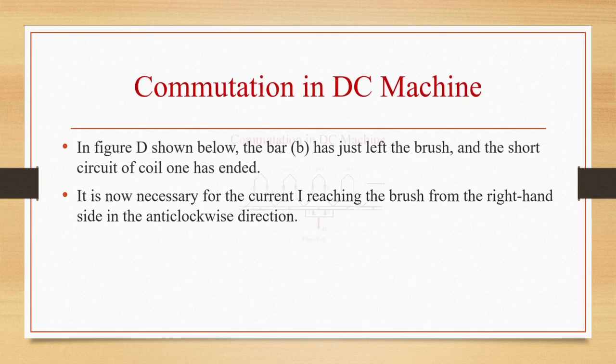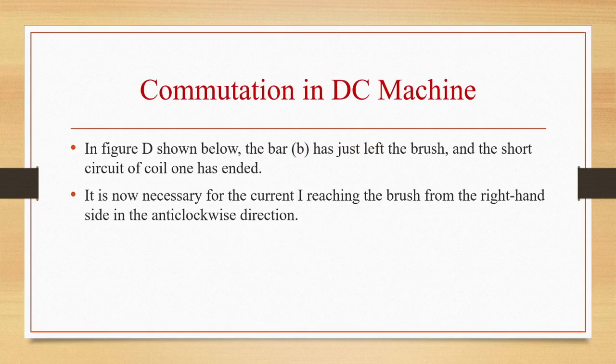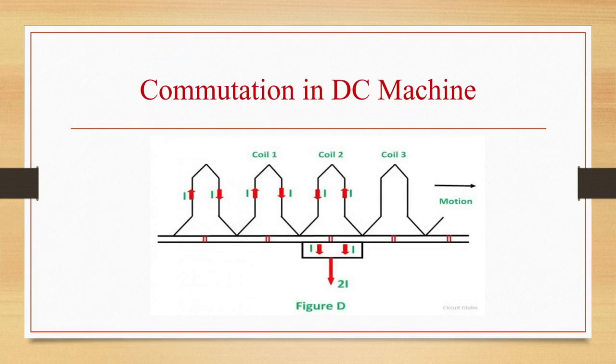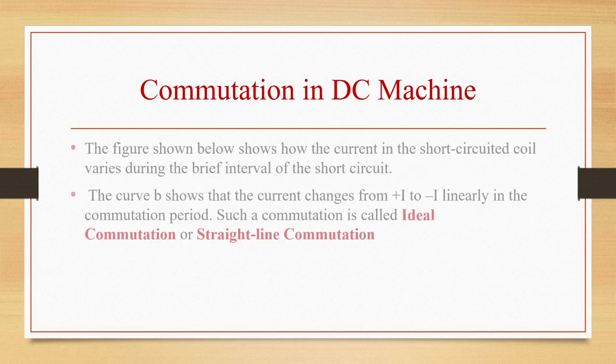Now next we will see figure D. In figure D, bar B has just left the brush and the short circuit of coil 1 has ended. So it is necessary for the current reaching the brush from the right hand side to flow in the anti-clockwise direction. From all the above figures and discussion, it can be seen that during the period of the short circuit of an armature coil by a brush, the current in the coil must be reversed and also brought up to its full value in the reverse direction. The time of short circuit is called the period of commutation.